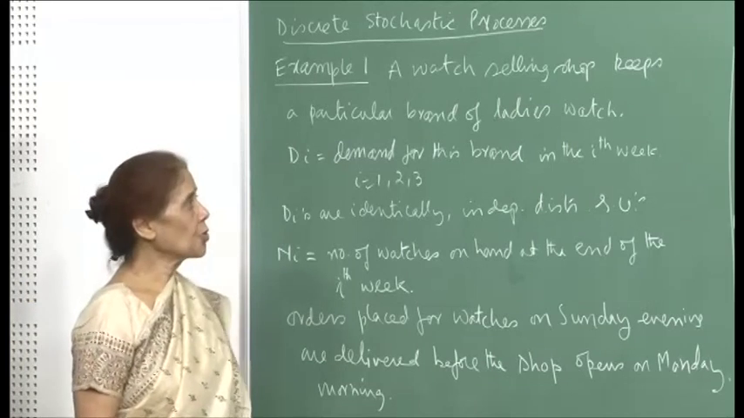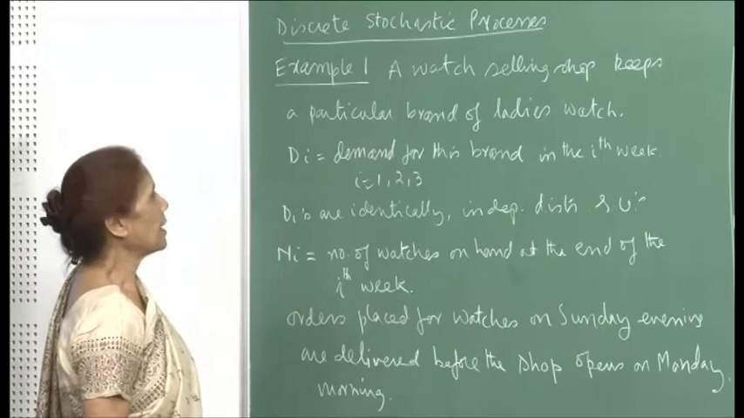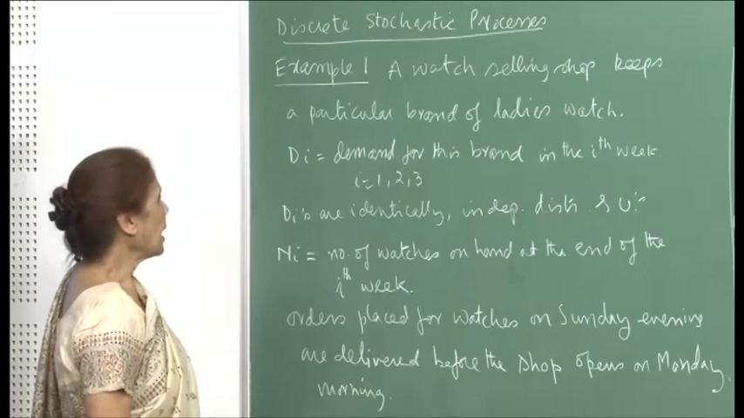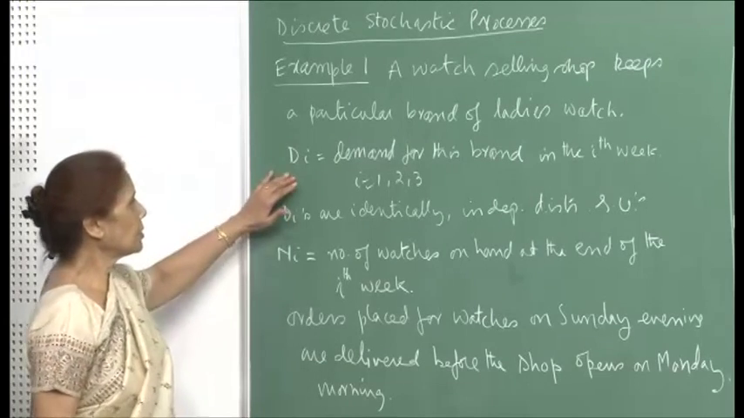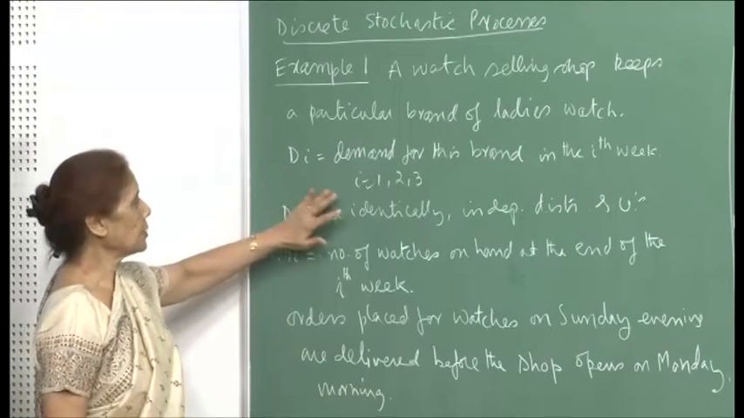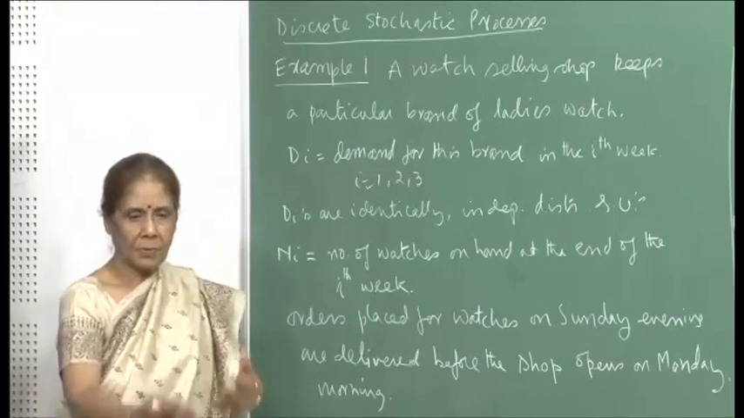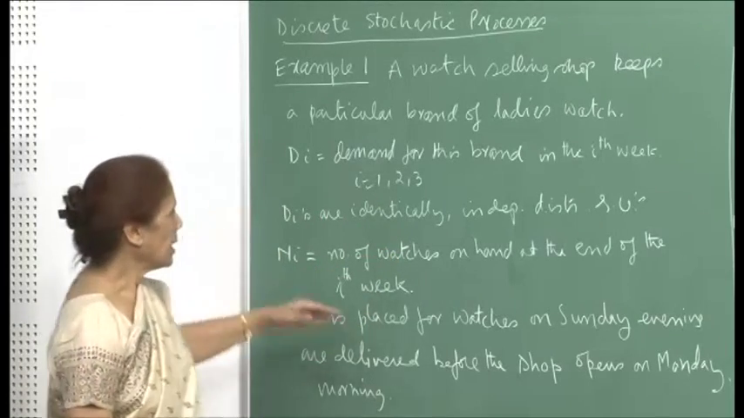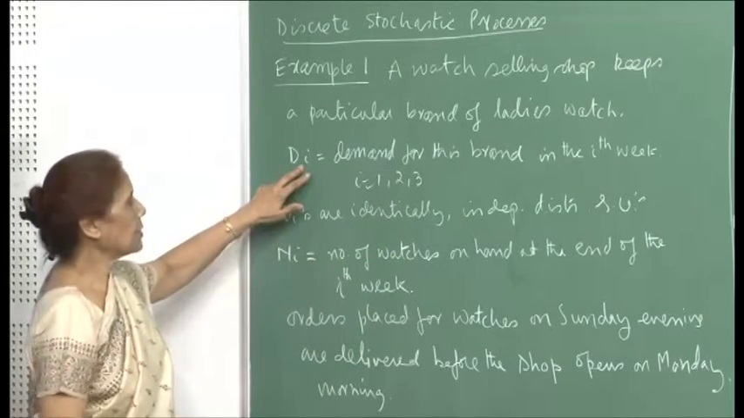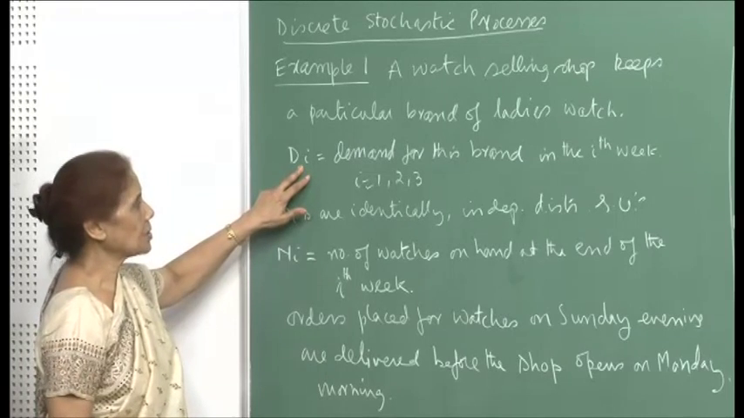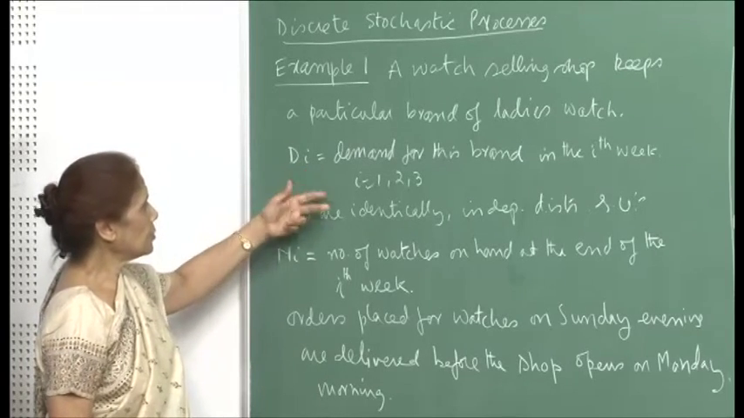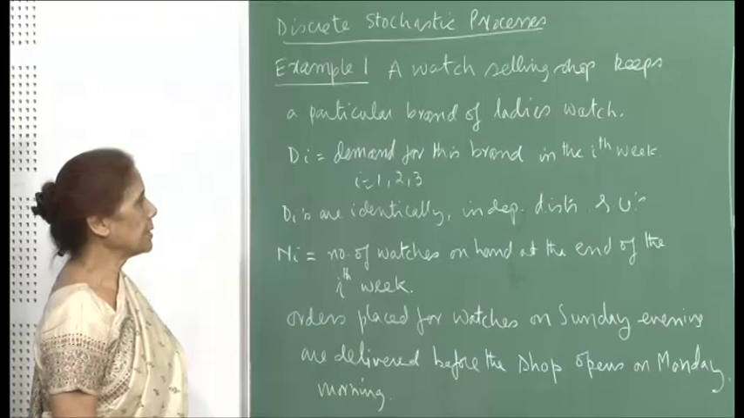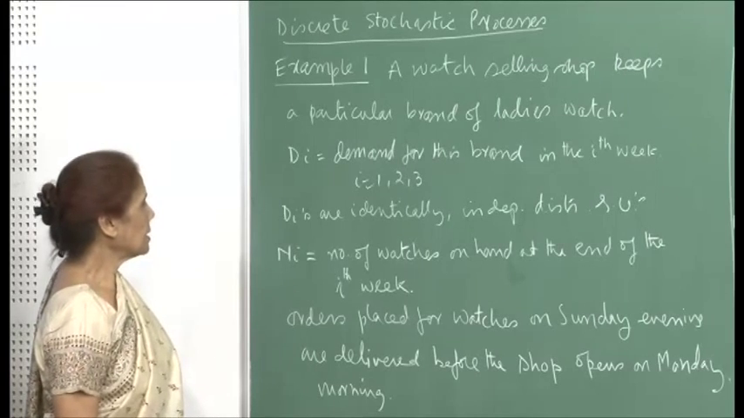A watch selling shop keeps a particular brand of ladies watch, and Di denotes the demand for this brand in the ith week. So, let us just say that our planning horizon is 3 weeks. And so, D1 will be the demand for this particular brand of watches in the first week, D2 in the second week, and D3 will be in the third week.